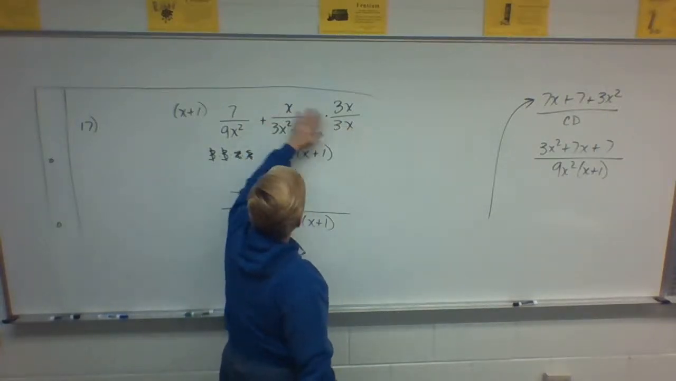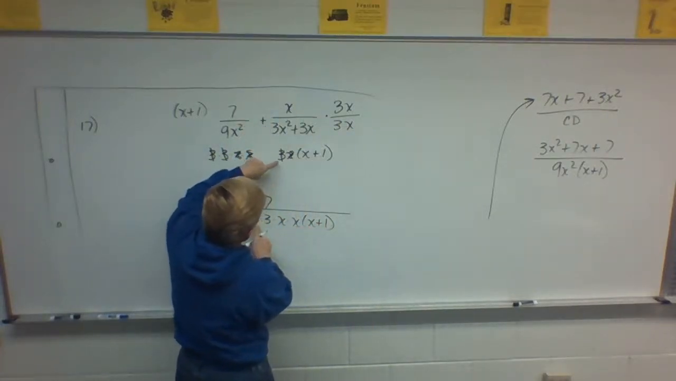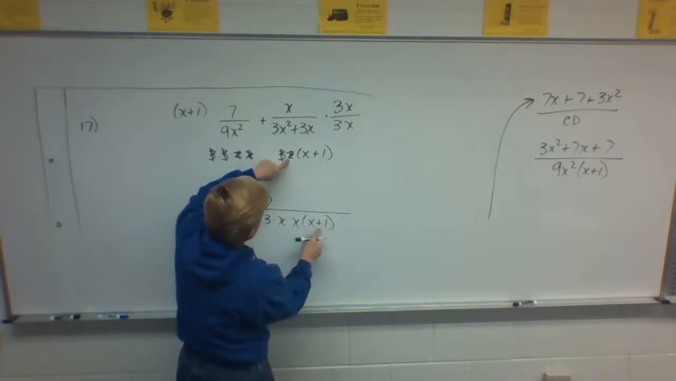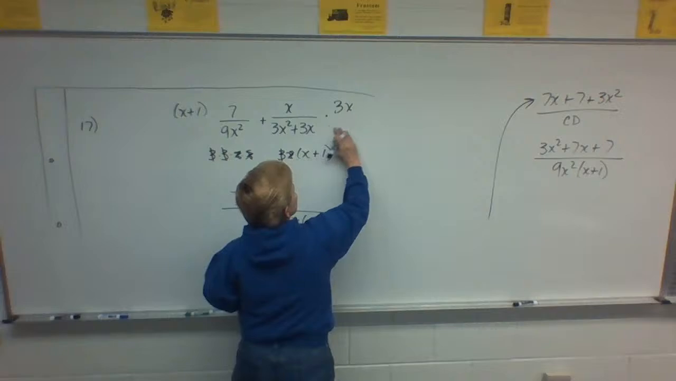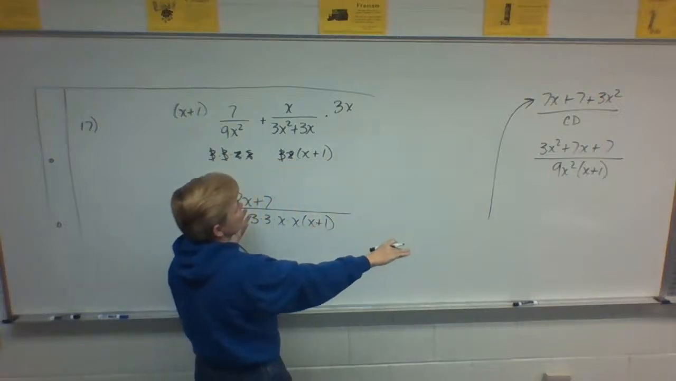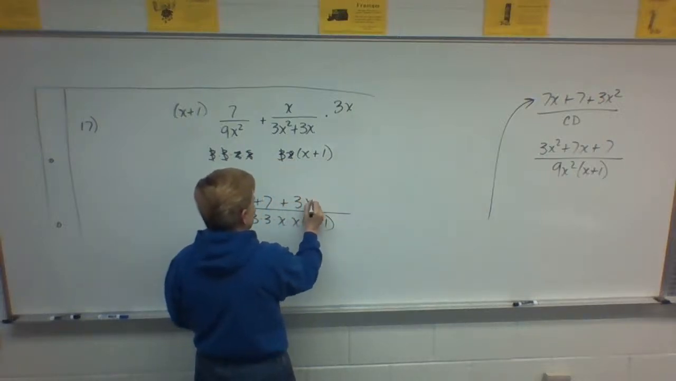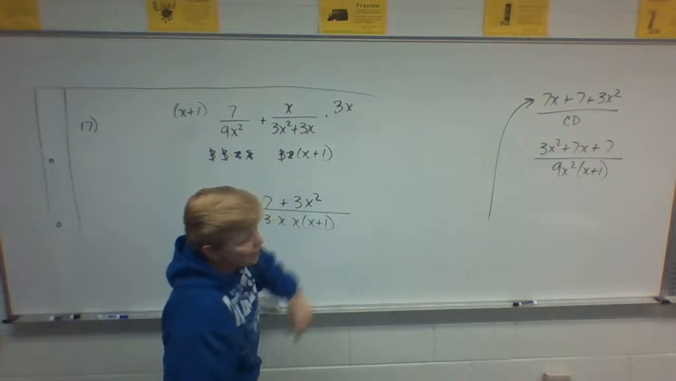This one over here, it was missing. I take a look at it. I got a 3 and an x and an x plus 1. What it was missing from my choice is a 3x. So I need to multiply the numerator by 3x because I already have the denominator here, which will lead you to that.